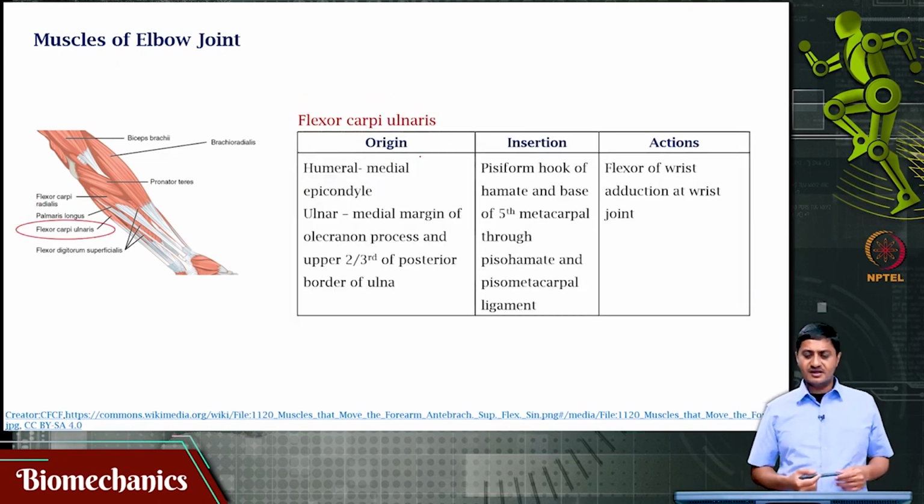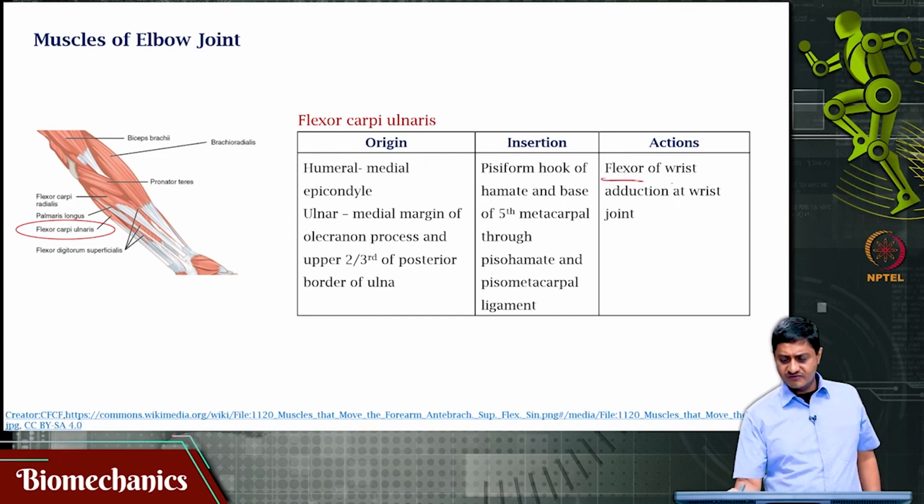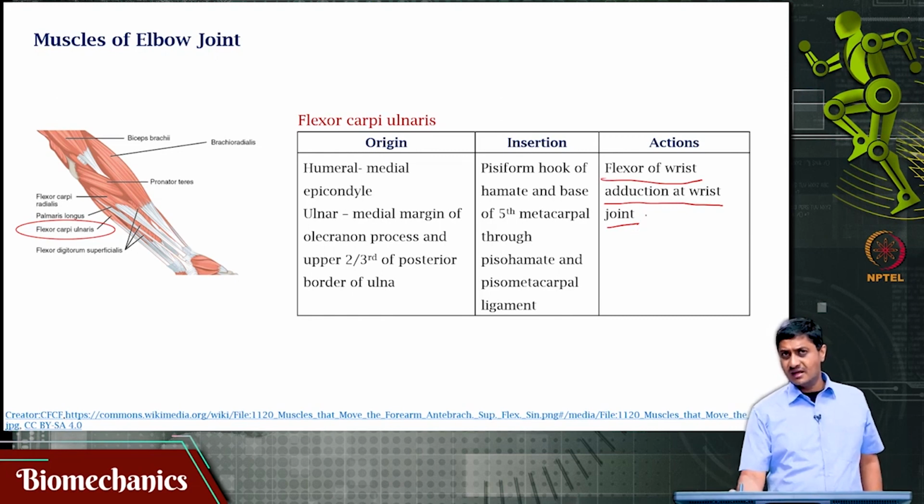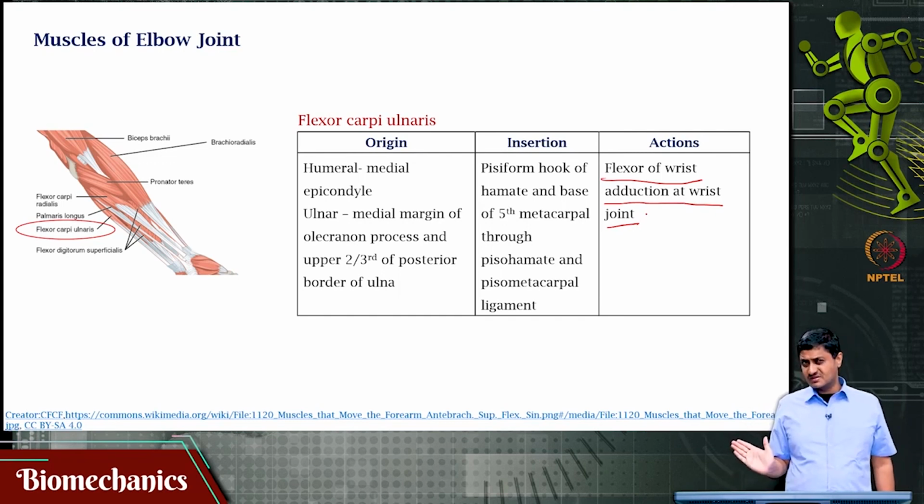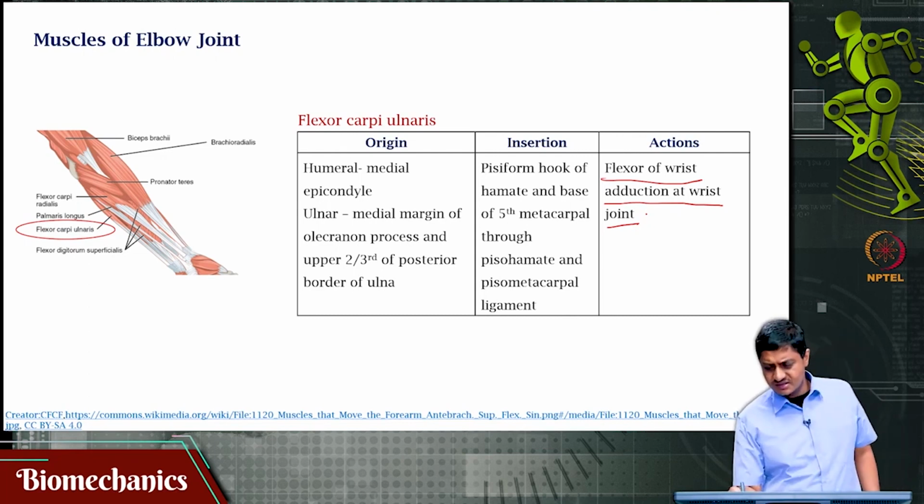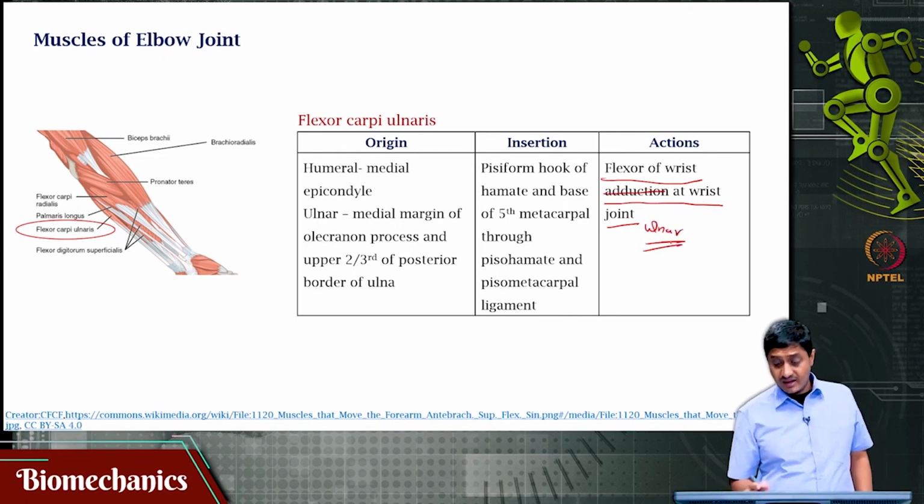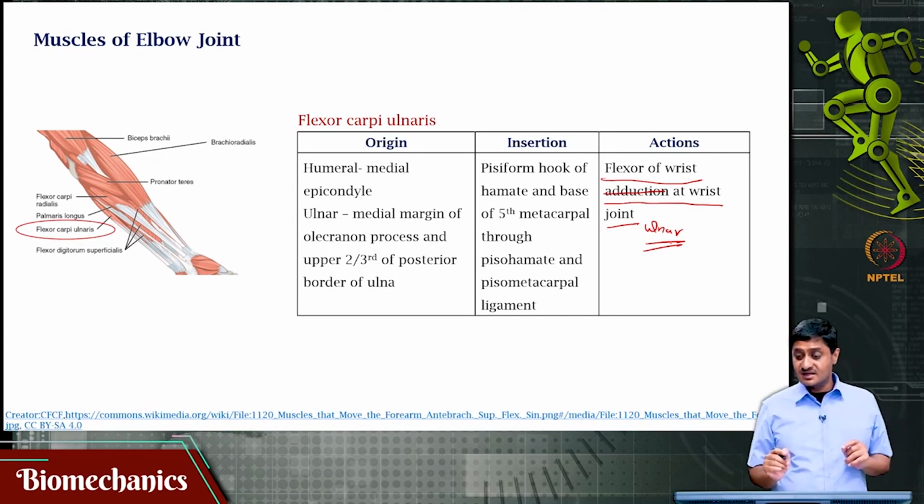Then you have flexor carpi ulnaris. This has 2 functions, right. One is flexion of the wrist joint, the other is adduction of the wrist joint. But what exactly is this action? We mentioned abduction, which is also called radial deviation, but in general we prefer to use, instead of adduction, ulnar deviation, right?